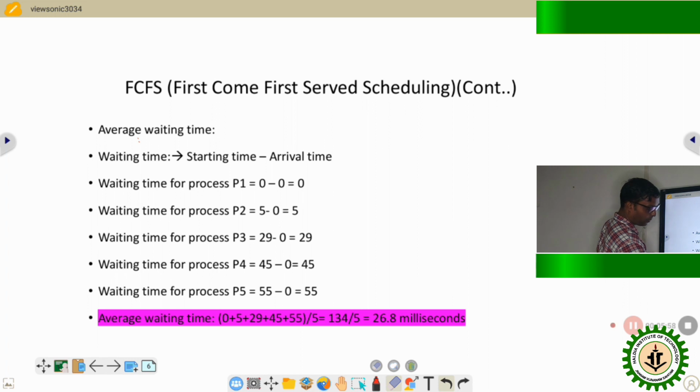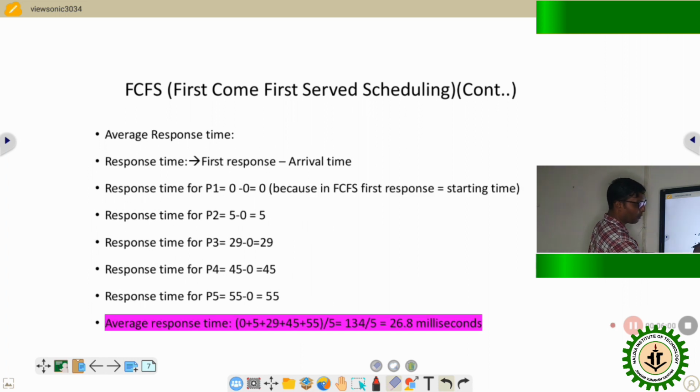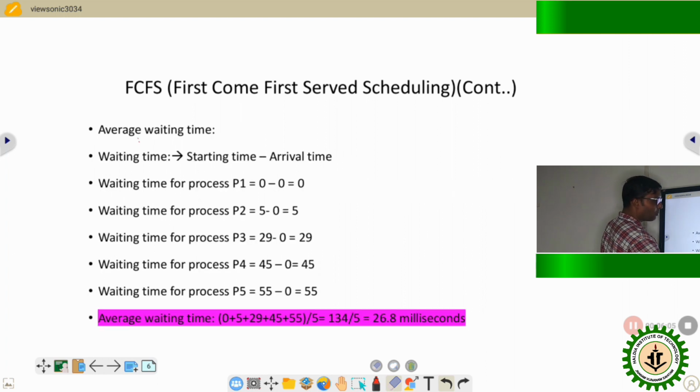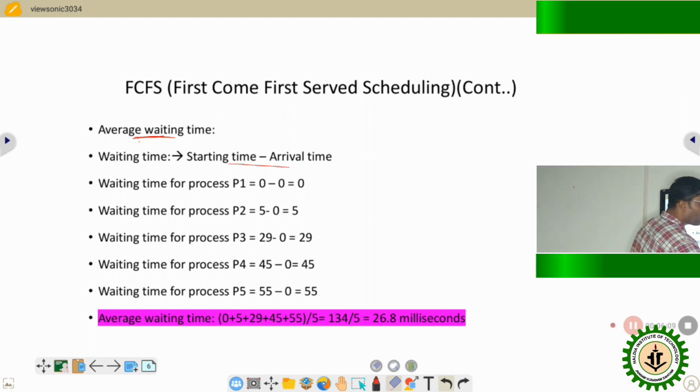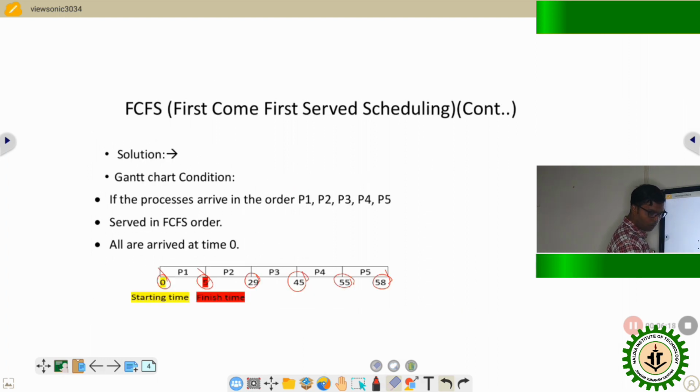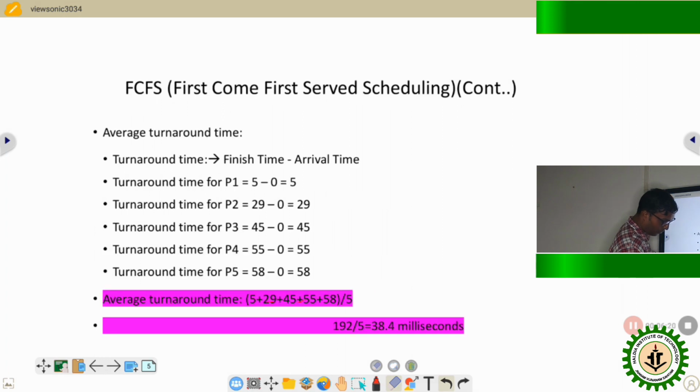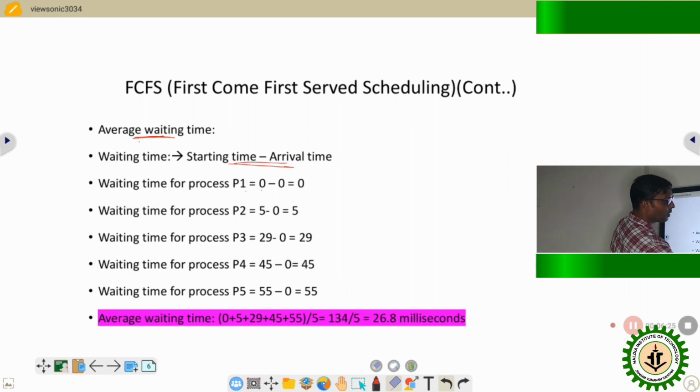Average waiting time and average response time. So what is average waiting time? We have calculated the average turnaround time. Now our formula says starting time minus arrival time. The starting time of process P1 is 0 from the Gantt chart, and the arrival time of process P1 is again 0. So it is 0.